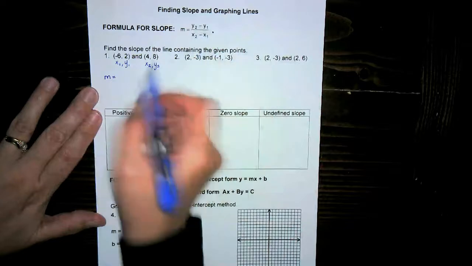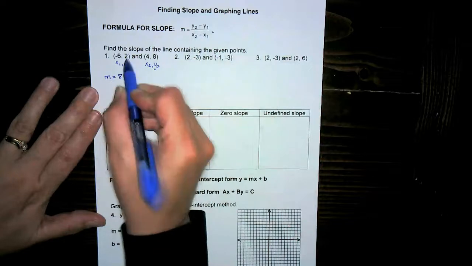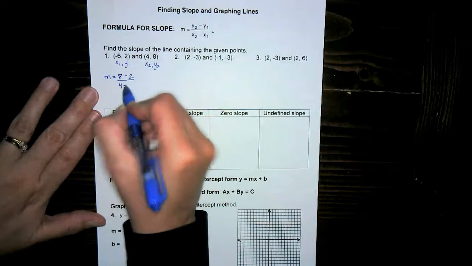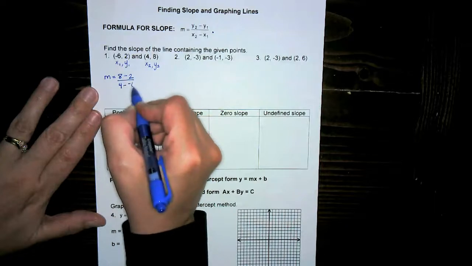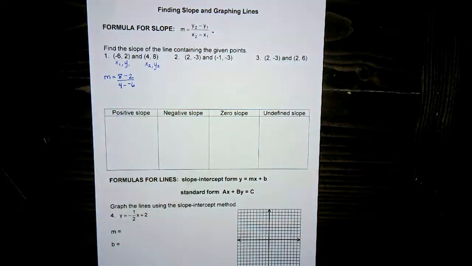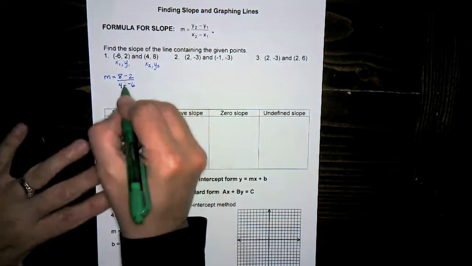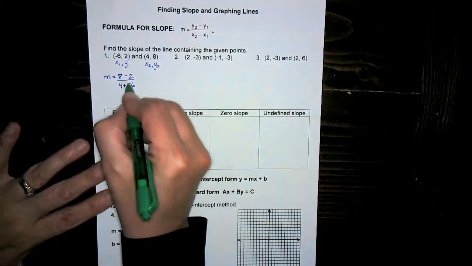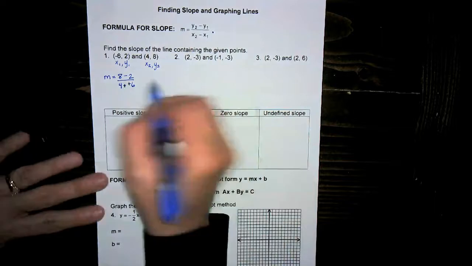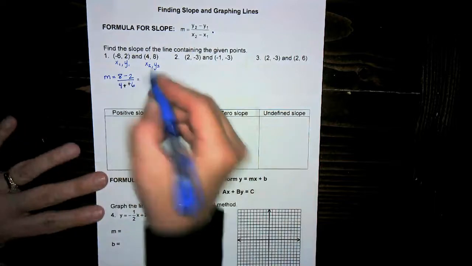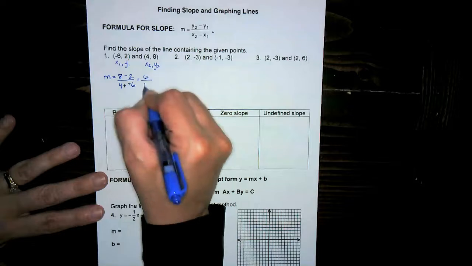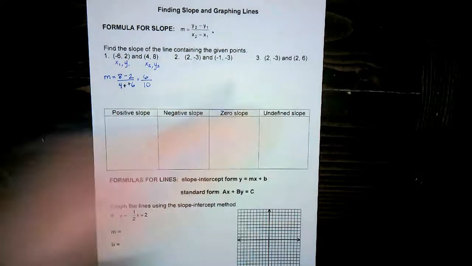y2 would be 8 minus y1, which would be 2. x2 would be 4 minus x1, which is negative 6. Be real careful there, that's minus negative 6. Now, we deal with minus a negative by changing the sign to an addition, but only if we change the sign of the next number. So now we can go ahead and subtract. 8 minus 2 is 6. 4 plus 6 is 10, and we get 6/10.